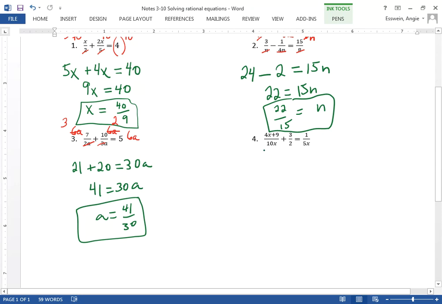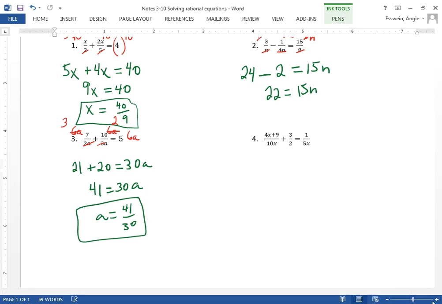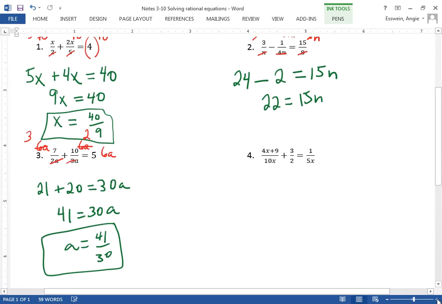And the last one, I'm going to just make some space here. The last one is 10x, 2, and 5x. What do we multiply by? 10x. So we go 10x, 10x, 10x. Then all our denominators are going to go away. We bust those fractions. No more 10x because it cancels entirely.